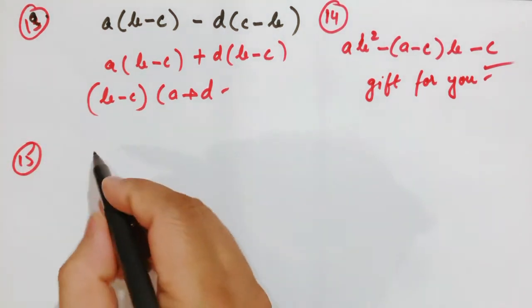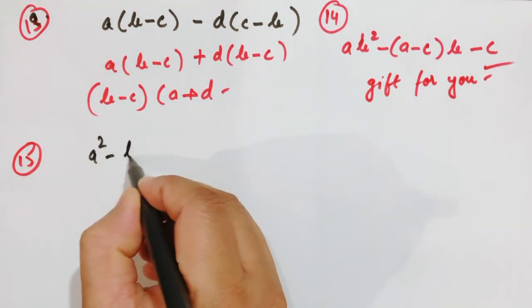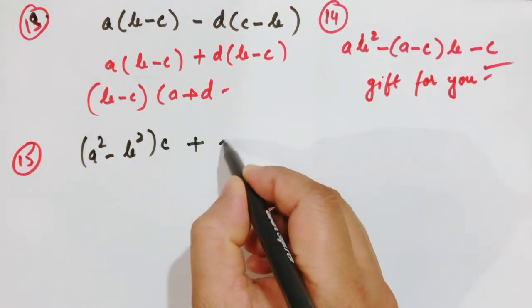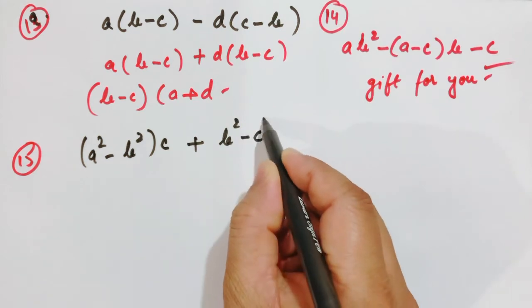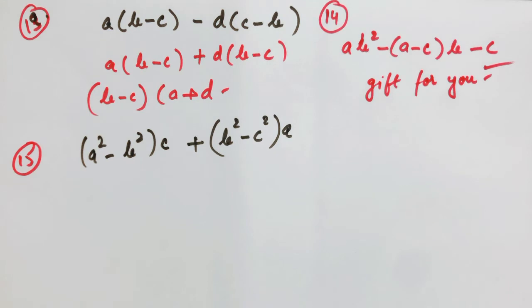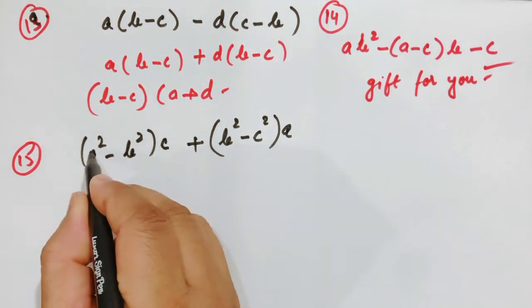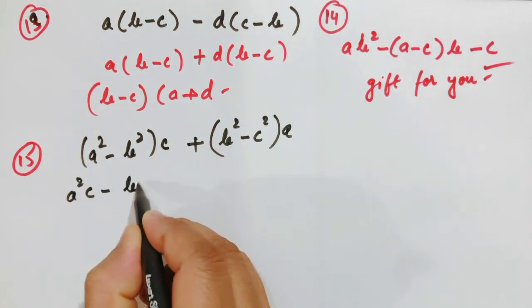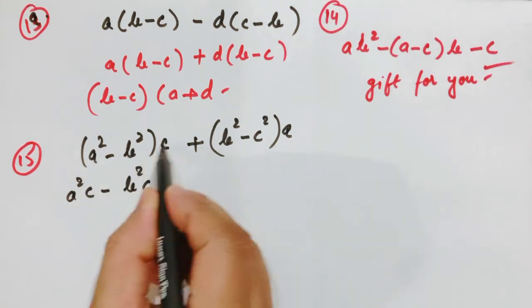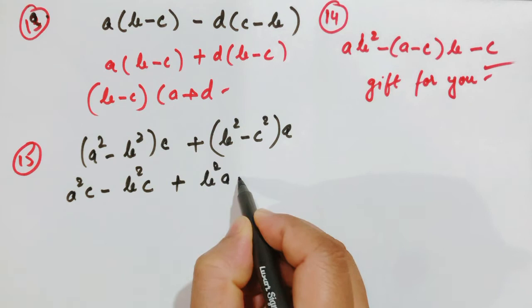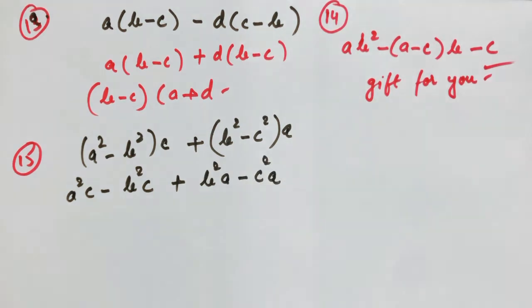15 में level has started increasing. a square minus b square multiplied by c plus b square minus c square multiplied by a. अच्छा तो एक काम करते पहले तोड़ लो यार, नहीं बाद में जोड़ेंगे. So a square c minus b square c multiplied both of them by c. Now b square a minus c square a. ठीक है.